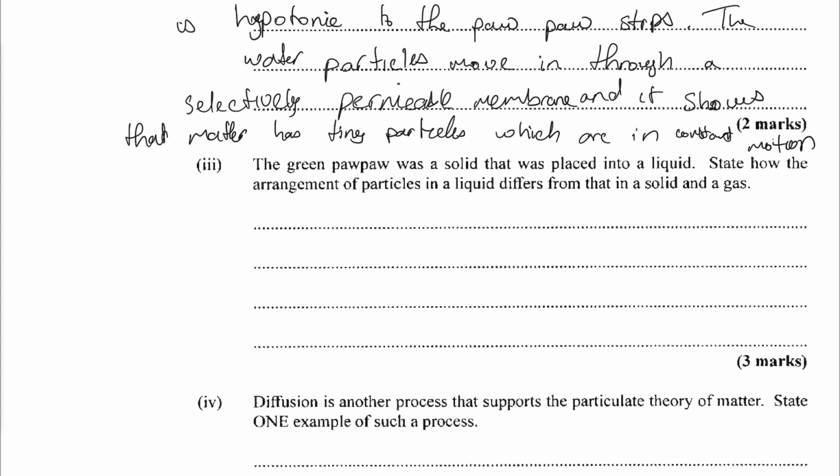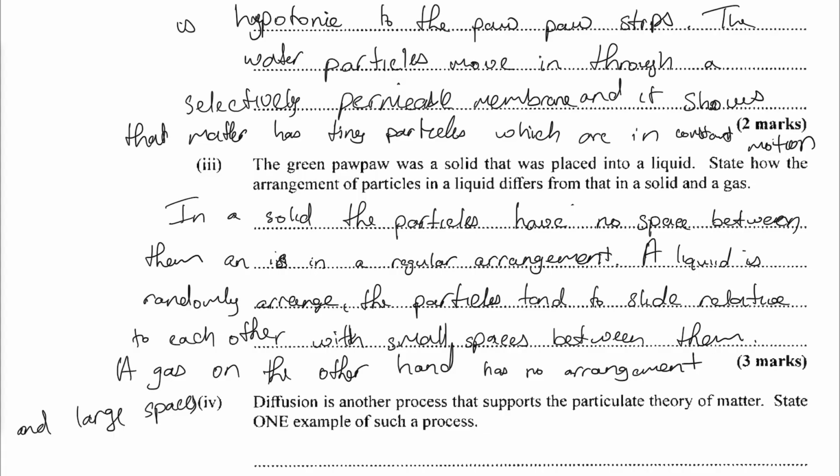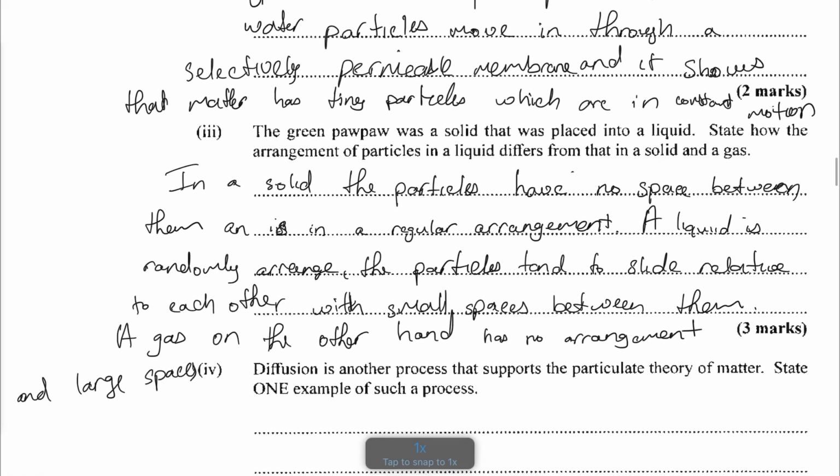All right. So in a solid, the particles, they have no space between them. So in a solid, the particles, they have no space between them, and it is normally a regular arrangement. And a liquid is randomly arranged. The particles, they tend to slide relative to each other with slightly smaller spaces in between them. And a gas, on the other hand, the particles have no arrangement with larger spaces between them.